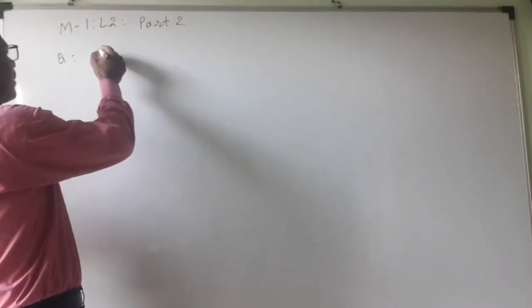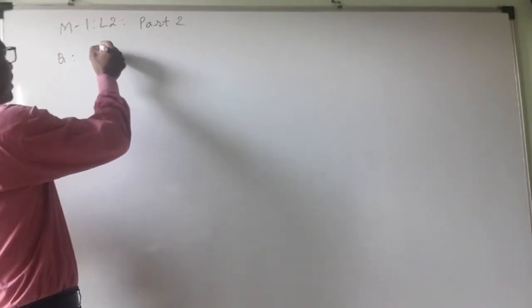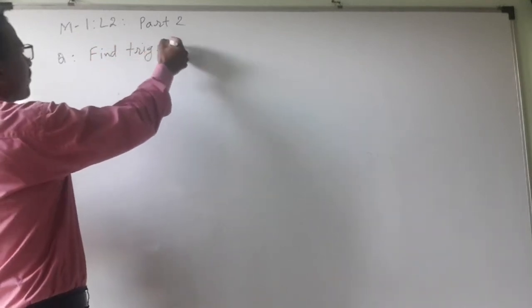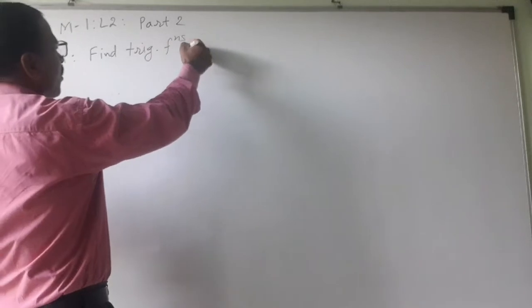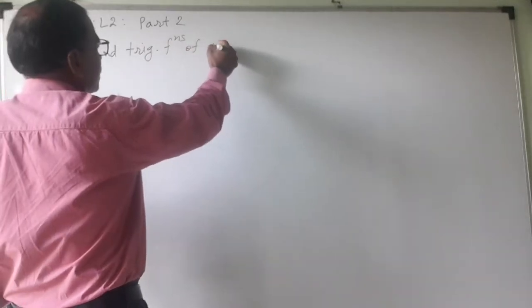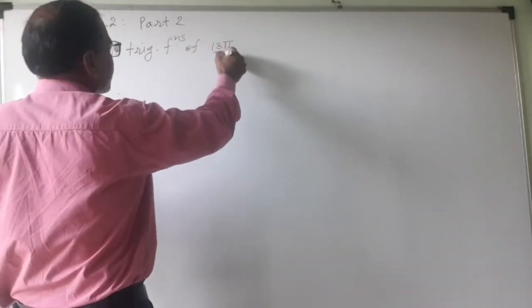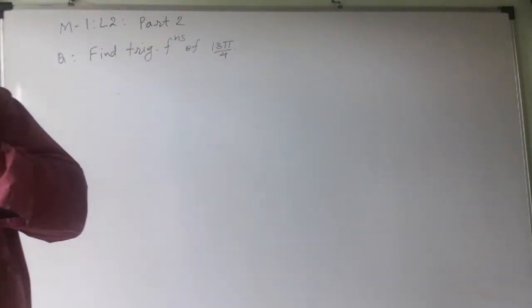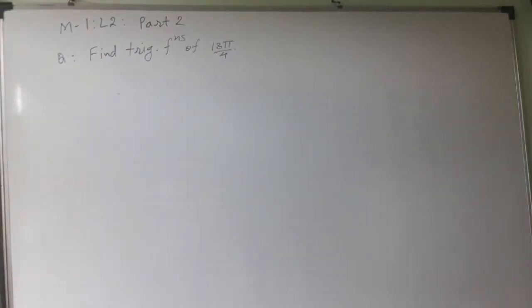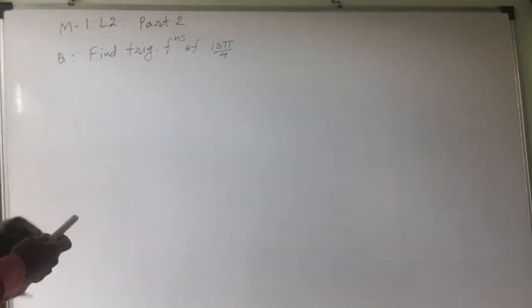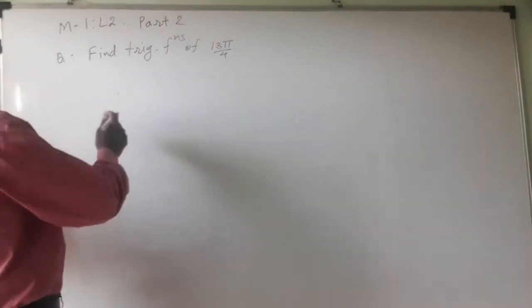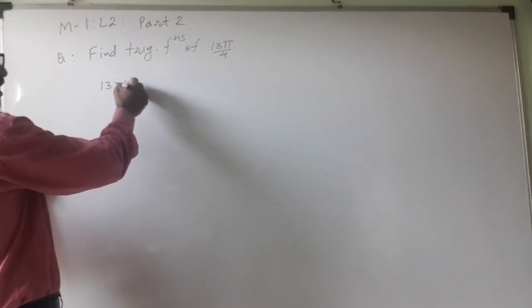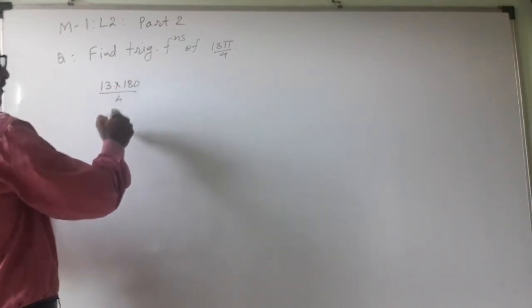Question: find the trigonometric functions of 13 pi by 4. So how to do this? Some idea I have given you, the rough briefs. We'll go ahead with this. 13 pi by 4, 13 into 180 upon 4.